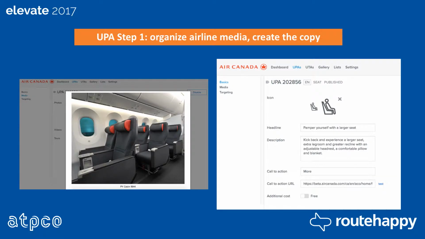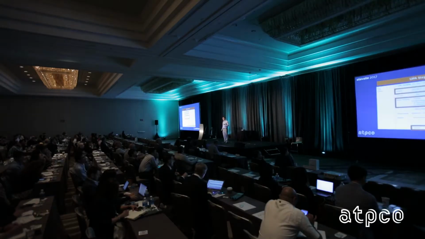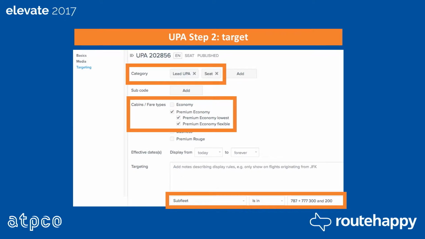So, step one, organize the airline's media. So here we have Air Canada's premium economy seat on the 787. Get that into the gallery in Routehappy Hub. Create the copy. We standardize the headline. Pamper yourself with a larger seat. Have a description that's relevant, that really makes that piece of media compelling, and make that really clear and concise for shoppers.